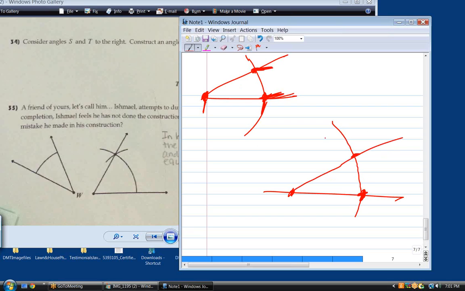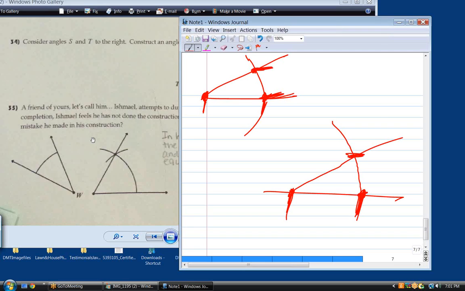In other words, this is a different compass reading than this was. And in his drawing, they look to be about the same. In other words, if you measure from here to here, I'll bet it's the same as if you measure from there to there. And it should not be the same. You have to redo your compass setting.